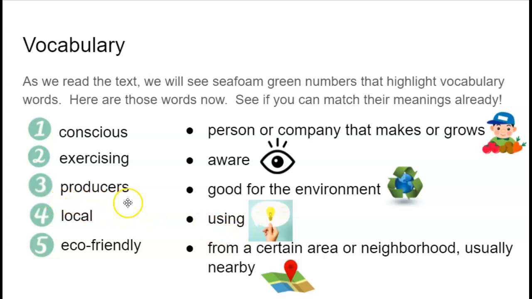All right, producers. A producer is a person or company that makes or grows things. All right, local. What do you think local could be? Local means from a certain area or neighborhood, usually nearby. Eco-friendly. Well, there isn't much left, so if you said good for the environment, you are absolutely right.